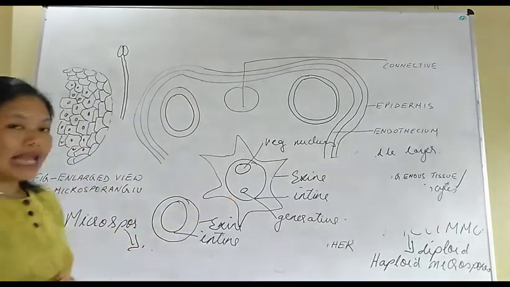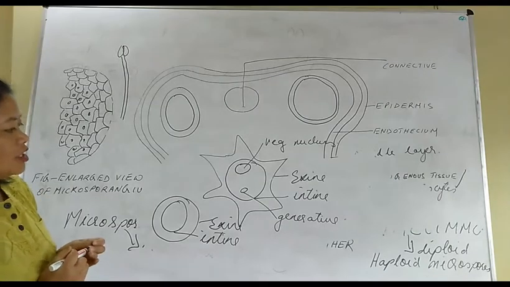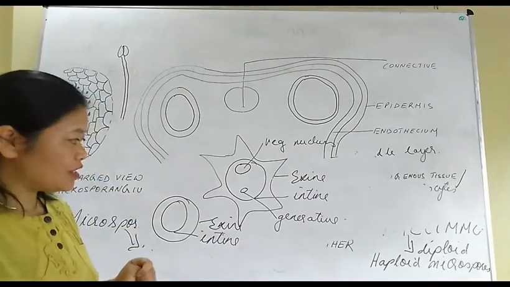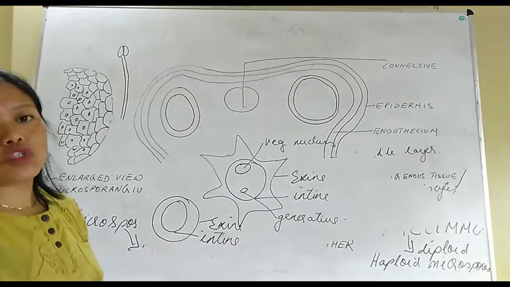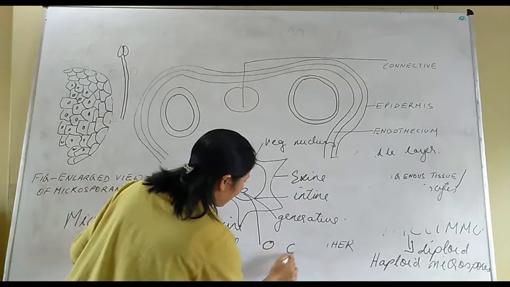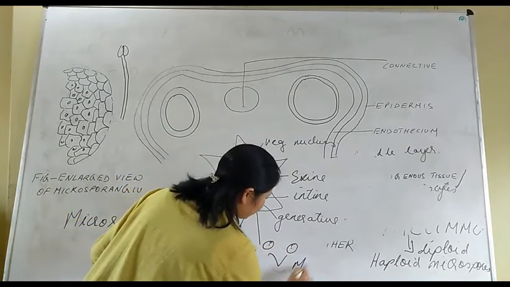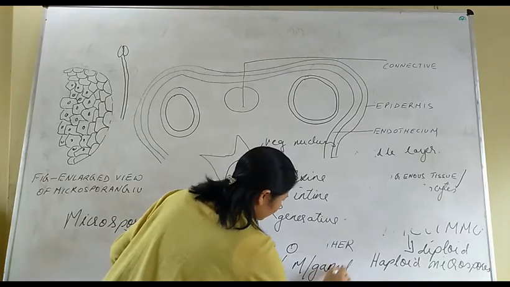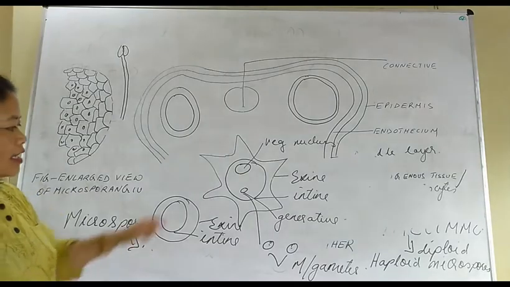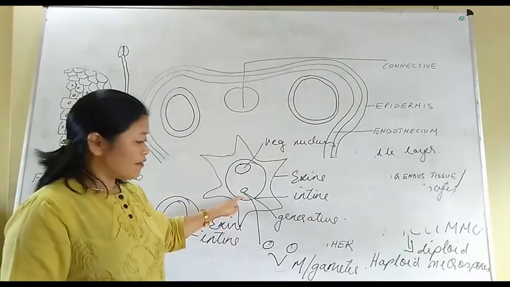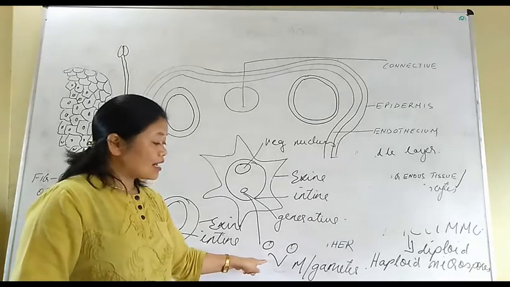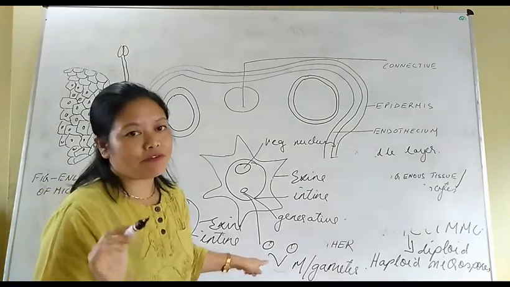Later on, the generative nucleus undergoes mitotic division and gives rise to two male gametes. By mitotic division, the generative cell divides and gives rise to two male gametes. And remember that this is also regarded as equivalent to the male gametophyte.